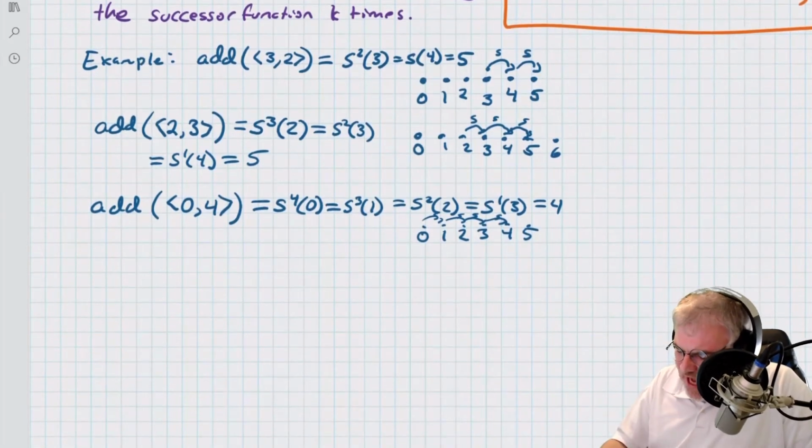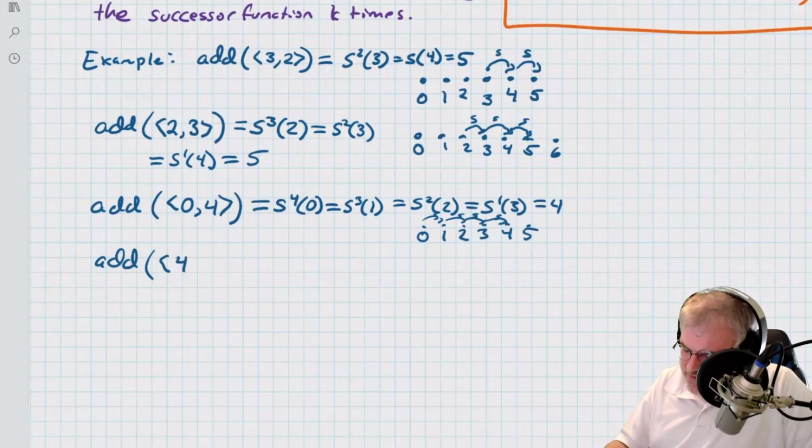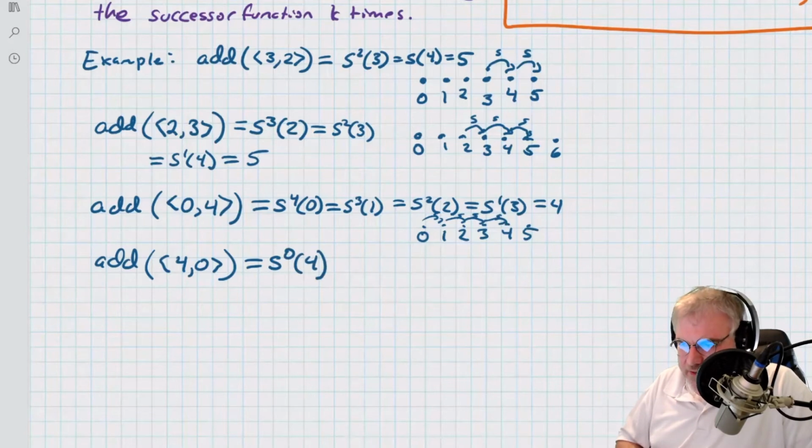Okay, well, what's add for 0? That is going to equal 0 applications of the successor function to 4, which is the same thing as 4.